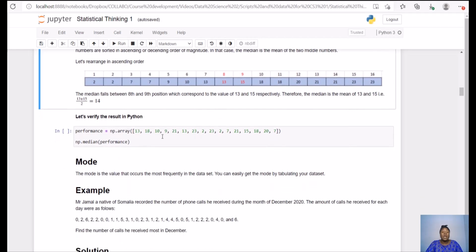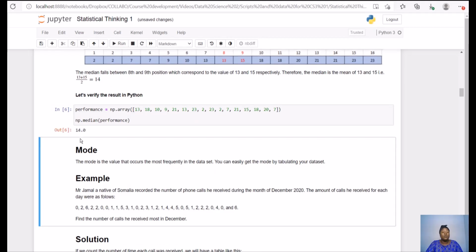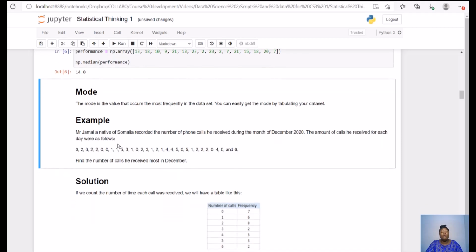Let us verify our result using Python, whether we get the same result. We got 14.0, which is also the same as this. Now when we move on to mode, remember that we define mode as the value that occurs most frequently, or that we see often in a data set.